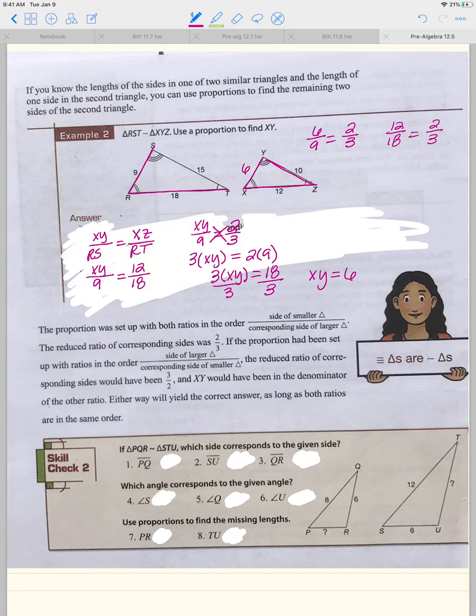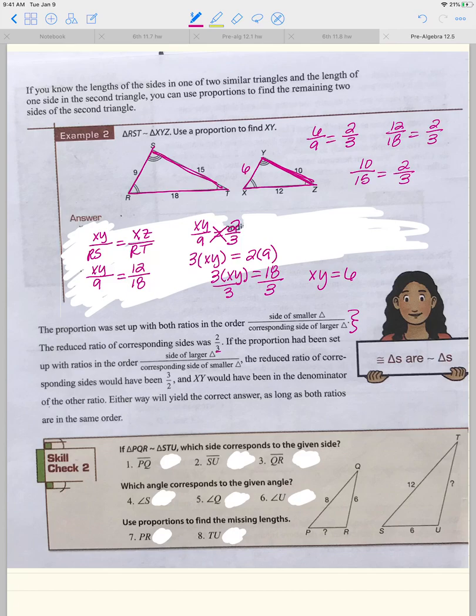What about the sides we didn't tackle? YZ and ST. YZ is 10. ST is 15. When you reduce those, that's 2 over 3. They all have the same ratio. They are proportional. The proportion was set up with both ratios in the order side of smaller over corresponding side of larger. The reduced ratio of corresponding sides was 2 to 3.